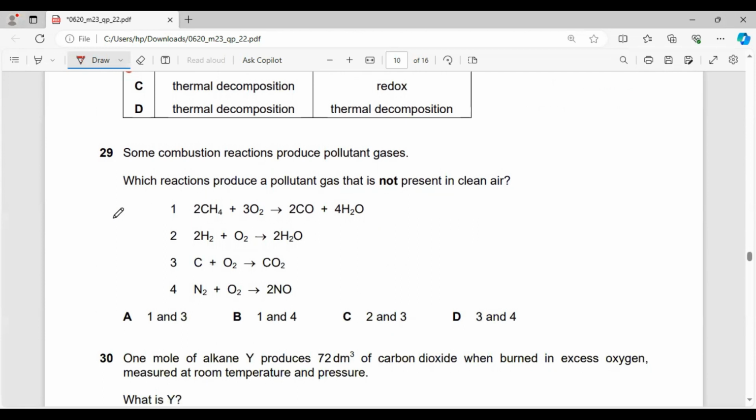Some combustion reactions produce pollutant gases. Which reactions produce a pollutant gas that is not present in clean dry air? It is given in bold, that is not present in clean dry air. So in clean dry air, we have nitrogen, oxygen, noble gases, and carbon dioxide. In this case, we have nitrogen oxides which are not present in clean air, and also carbon monoxide which is not present in clean air. Water, that is moisture, is again present in the air. So 1 and 4, that is B.